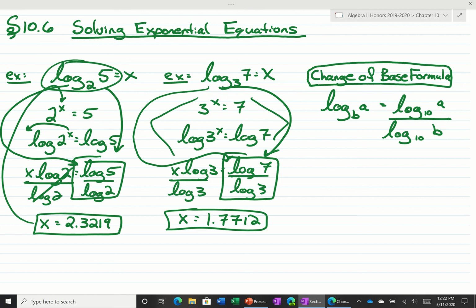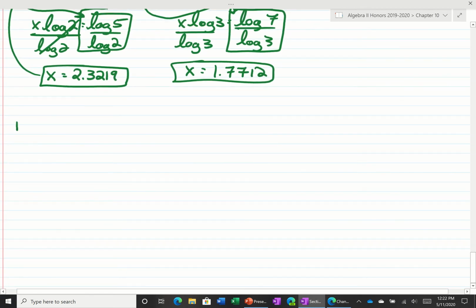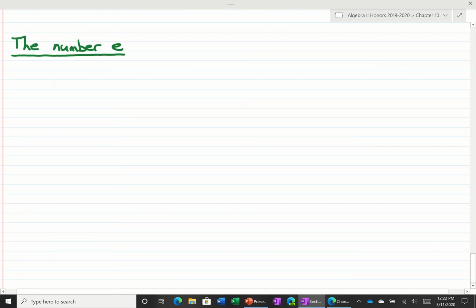All right. So today what I wanted to do is just continue on with some more logs, and I wanted to introduce you to a new number. The number is e. Now you guys know we have some unique numbers in math. One of the unique numbers is pi. Pi is equal to the circumference of a circle divided by the diameter.